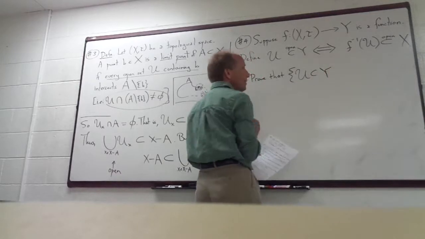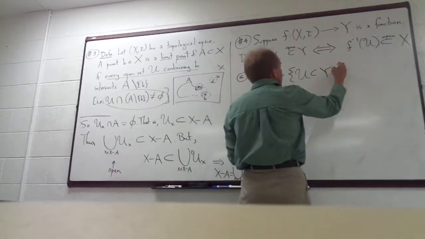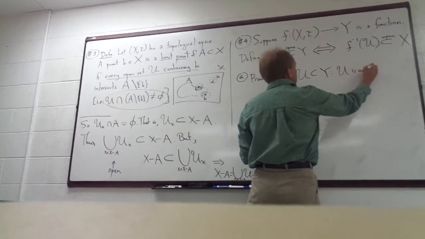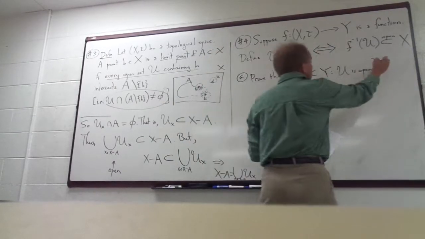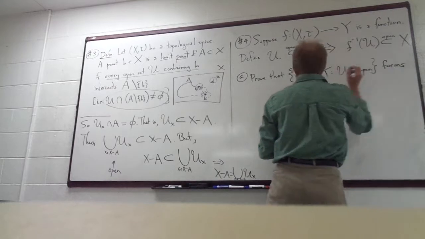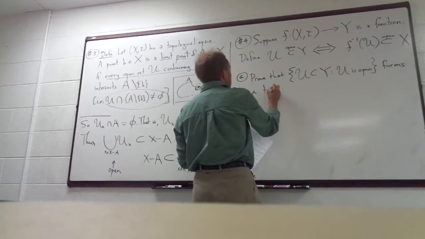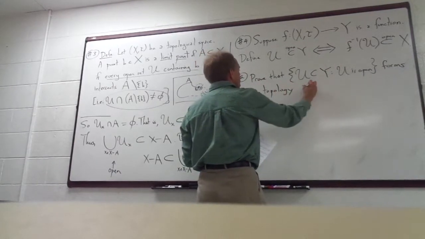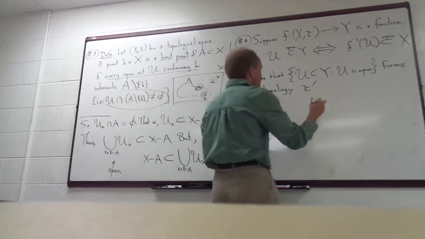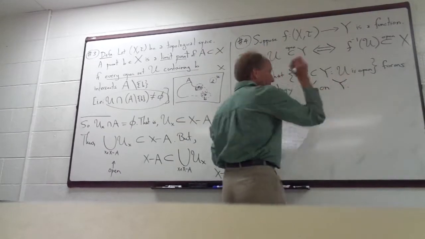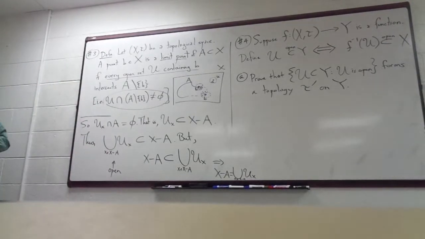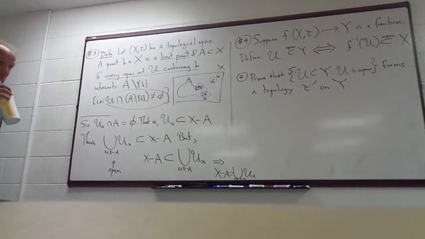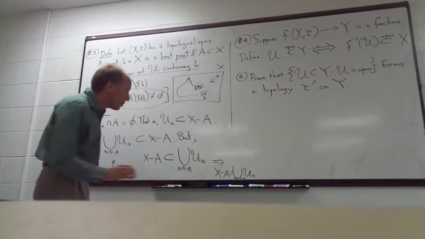If we just take the set of subsets of Y such that U is open, as we defined it right there, this forms a topology. Of course, I'm going to call this tau prime on Y. So we have to remember what a topology is. There's a definition for that. Let's just do that part first.